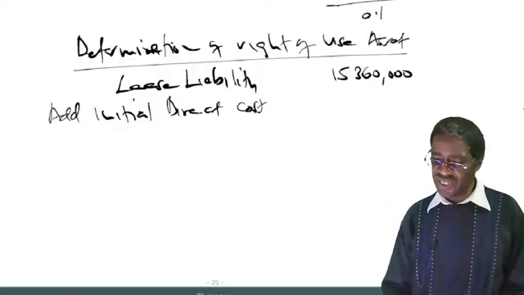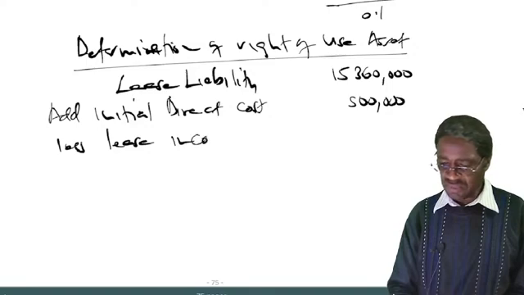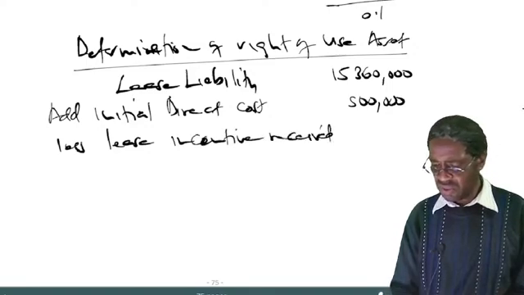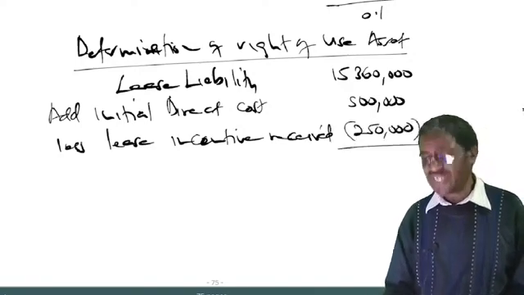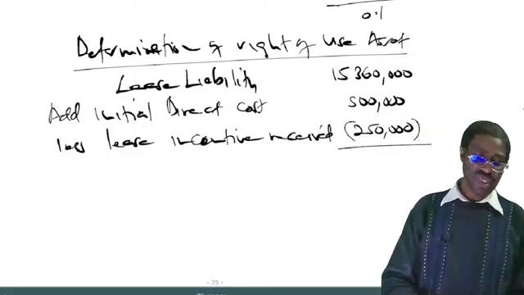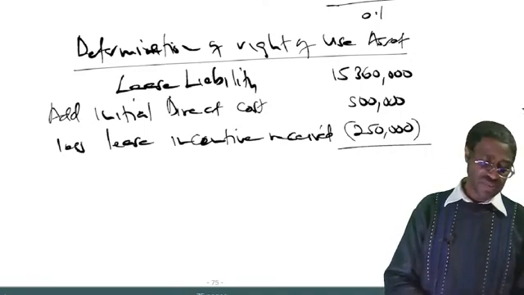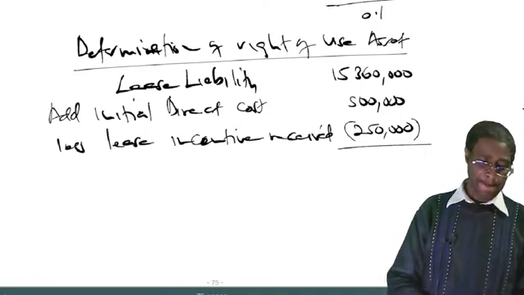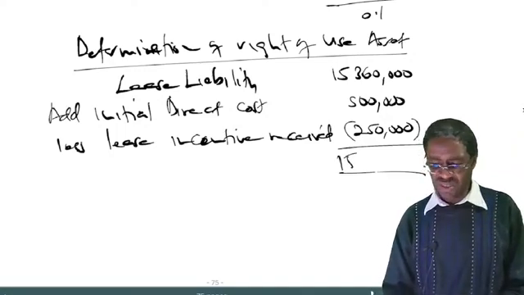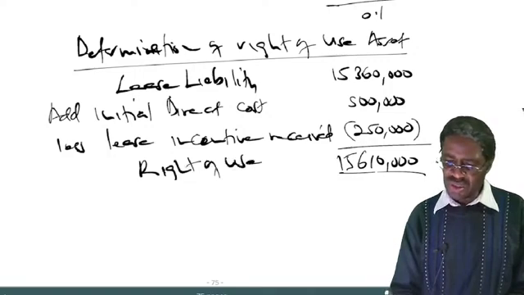Good. So let's add the 500,000. Then we less the lease incentive received, which is 250. So what are we getting? There was no dismantling cost. Otherwise, I would have added the dismantling cost, but this question did not have any. So let's now compute the right of use asset. I take that 15,360 plus 500,000, not plus, minus 250,000. That looks like an amount of 15,610. That's what we are calling right of use asset.